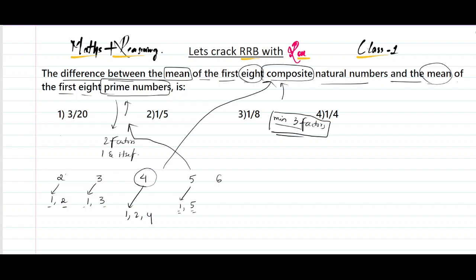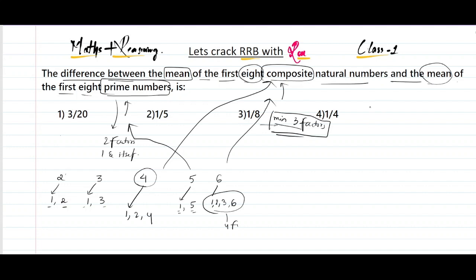If I take the next number 6, what are the factors of 6? 1, 2, 3 and 6. So it has 4 factors. In order to be a prime number it should have only 2 factors, but it has 4, so it does not qualify as a prime number. But in order to be a composite number it should have minimum 3 factors, and minimum 3 means 3 and more. So it has 4 factors, so it qualifies as a composite number. I hope you understood what a prime number and a composite number are.